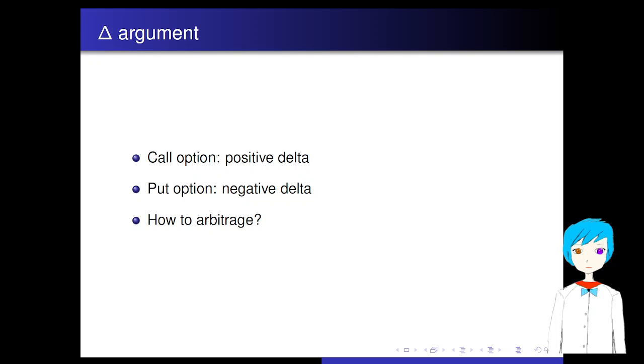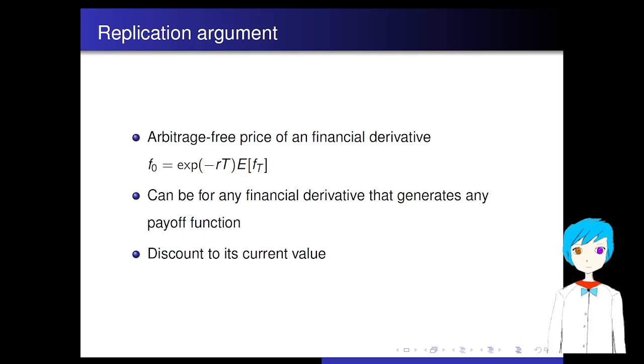For calculating the delta, we should keep in mind that the call option always has a positive delta, while the put option always has a negative delta. So how to arbitrage? To arbitrage, we need to stay risk-free. Therefore, if we buy the call option, then we need to sell the stock. If we buy the put option, then we need to buy the stock. And vice versa for selling the call option or selling the put option.